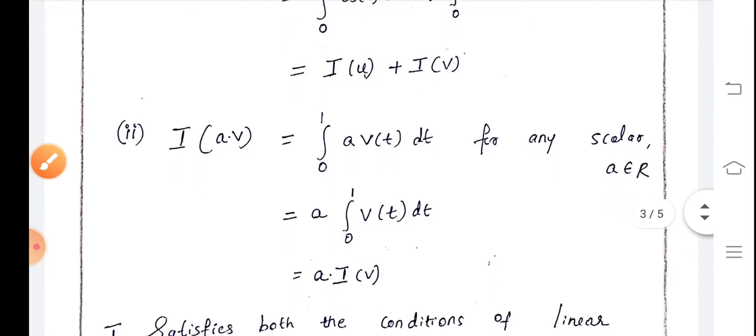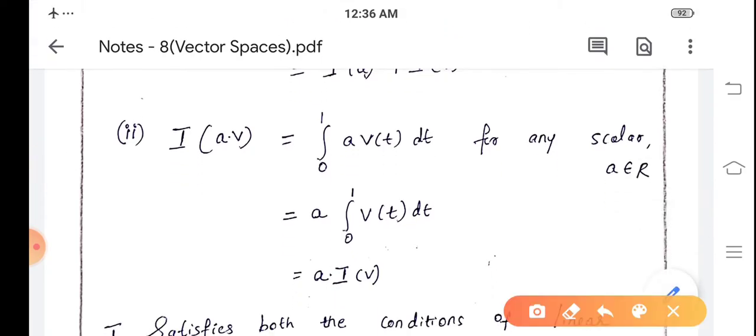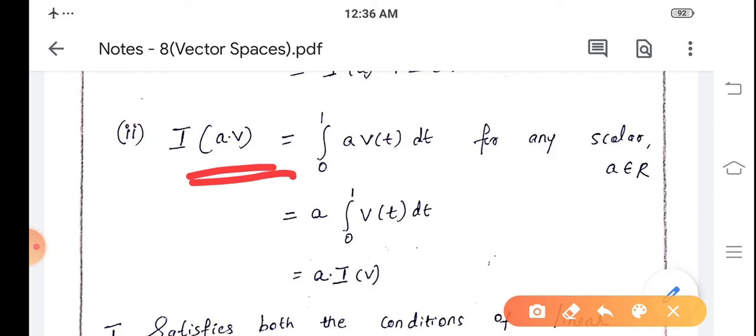Now let us see the next condition. Second condition is I of a into V, where a is any scalar.